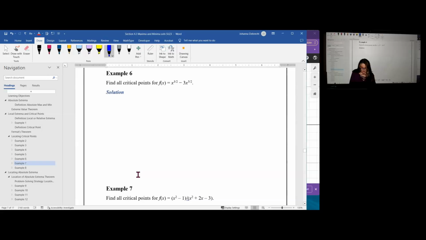Let's now take a look at example 6. In example 6, we have rational exponents. Go ahead and pause the video to work out where you think the critical points are, and then we'll graph it and see if they correspond to extrema or not.